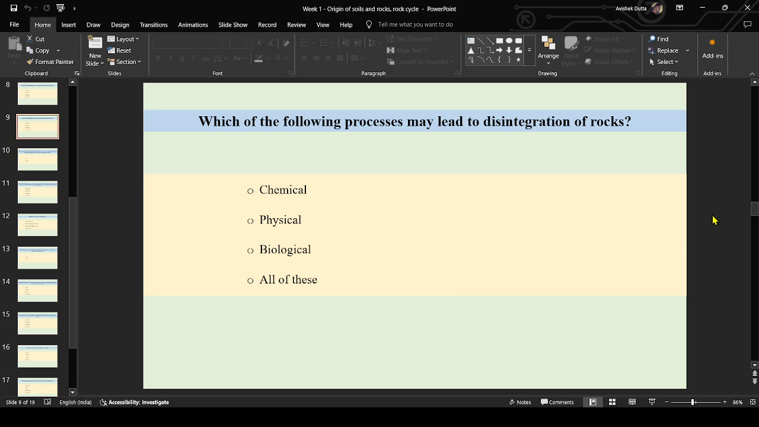Next question. Which of the following processes may lead to disintegration of rocks? The options are chemical, physical, biological, or all of these?